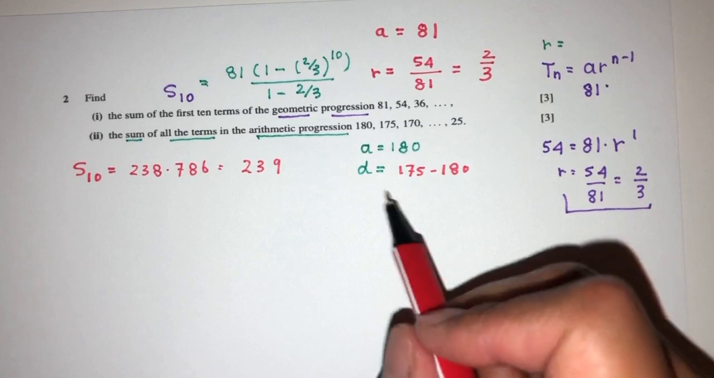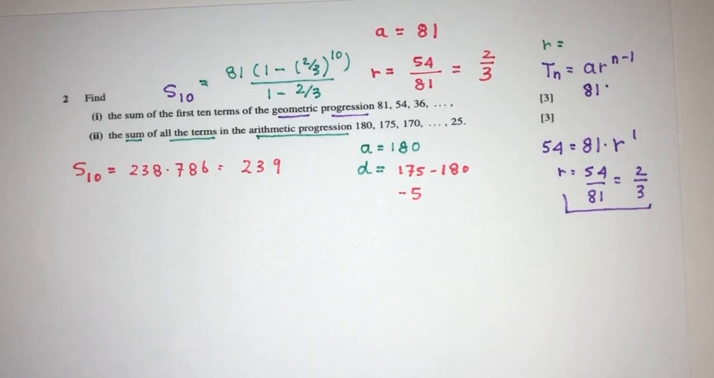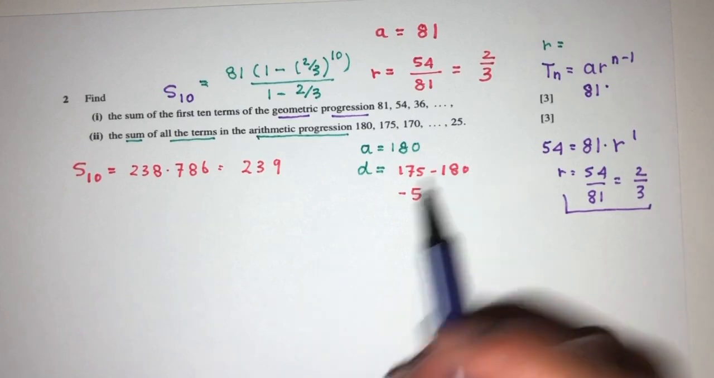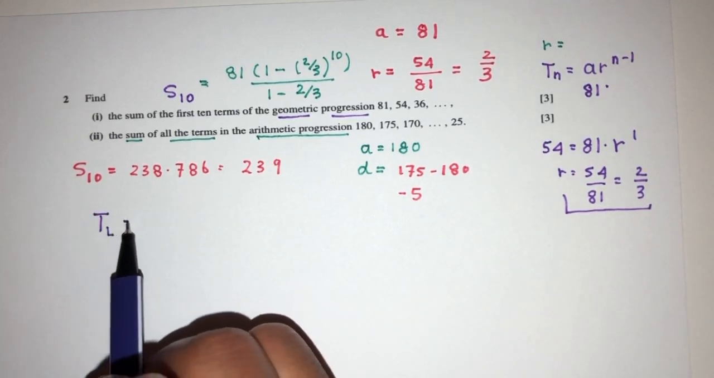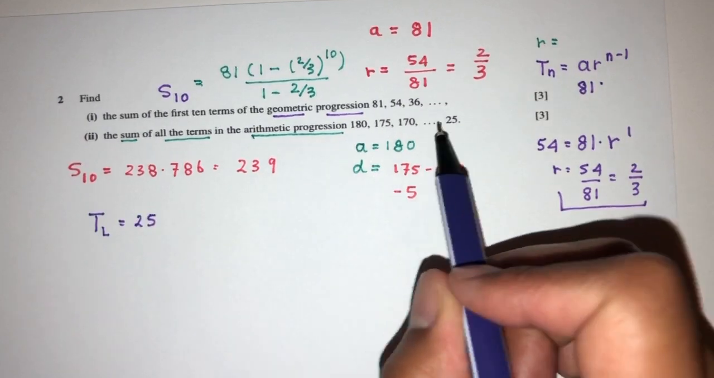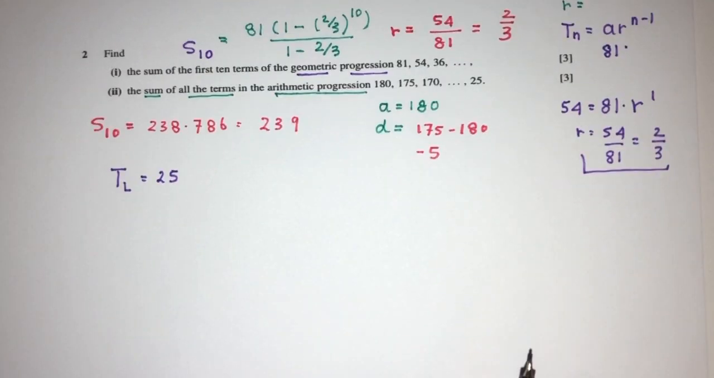That will be minus 5. So the value of d will be minus 5. Now we have to know how many terms we have in this progression. So we know that the last term is equal to 25. So what is the nth term of 25?